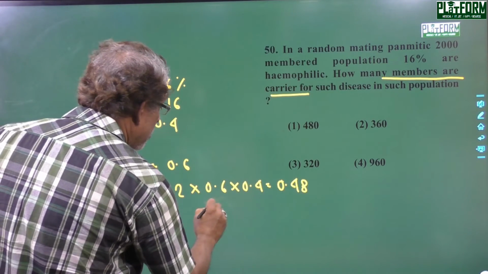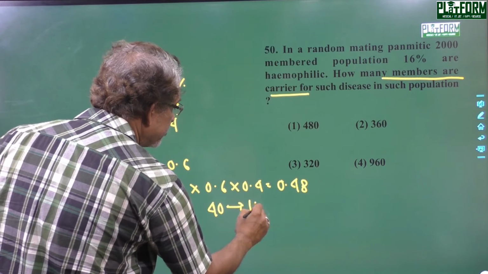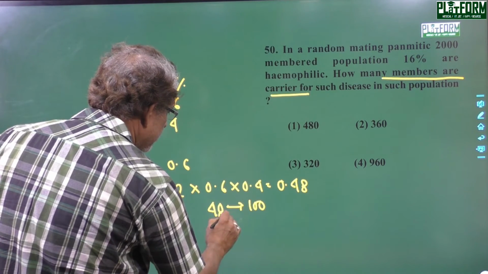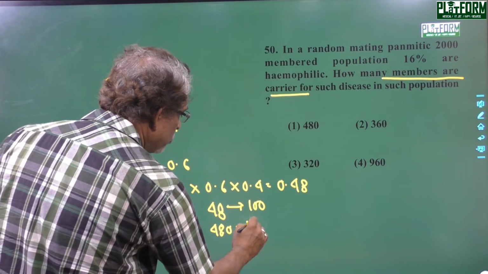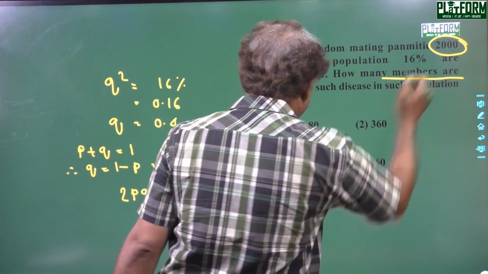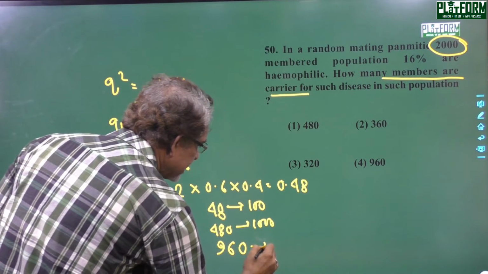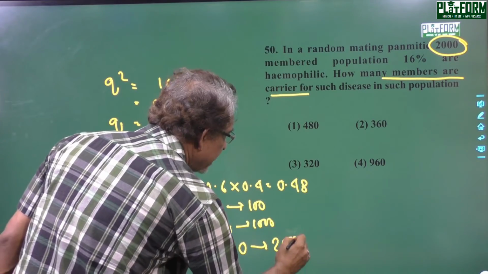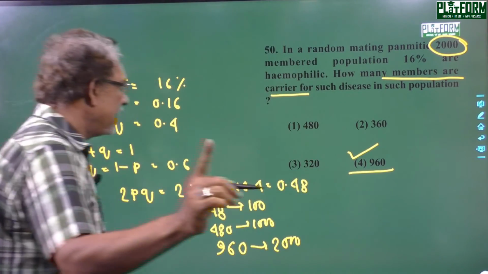So 48 out of 100, 480 out of 1000. So in a 2000 membered population, that is 960 out of 2000. So your answer is 960.